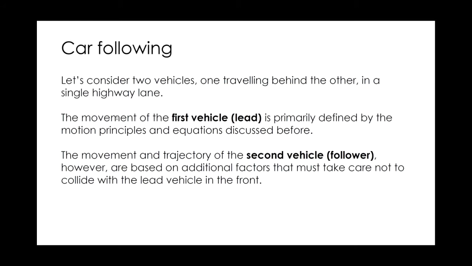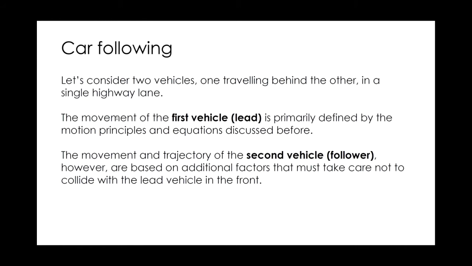So the movement of the first vehicle on the road, which we call lead or leader, is primarily defined by the motion principles and the equations of motion we discussed before. So if you are the lead vehicle and there's no vehicle in front of you in close proximity, your driving is not affected by traffic, right? You're the first vehicle on the road and you just drive based on the motion principles that we talked about before, the way you accelerate or decelerate, or what speed you choose, and where your location will be in some time in future. So all of that will be following the equations of motion based on kinematic physics.